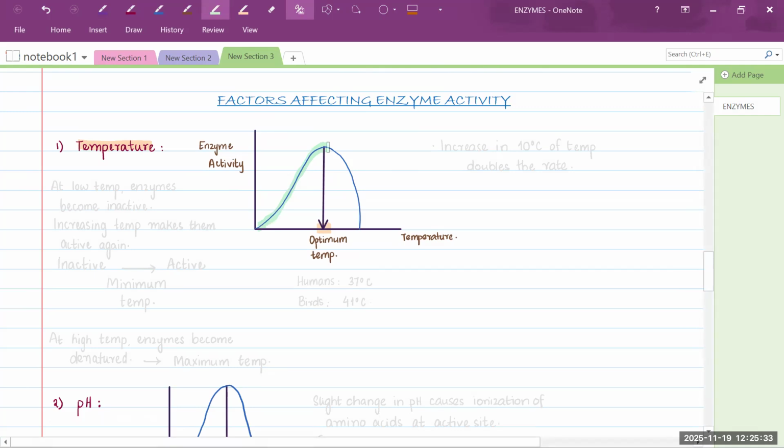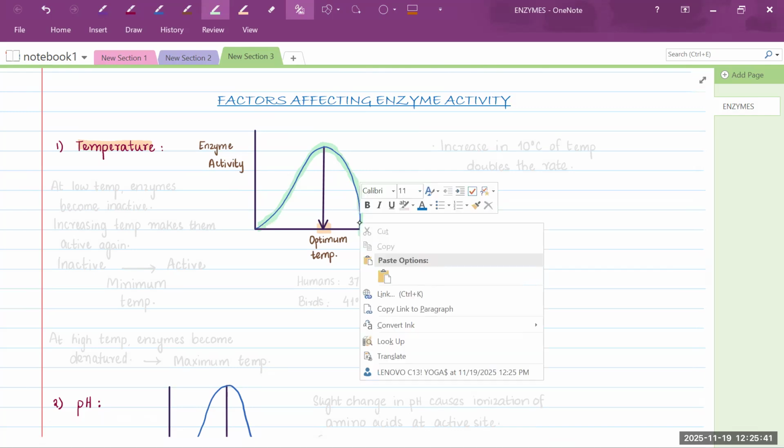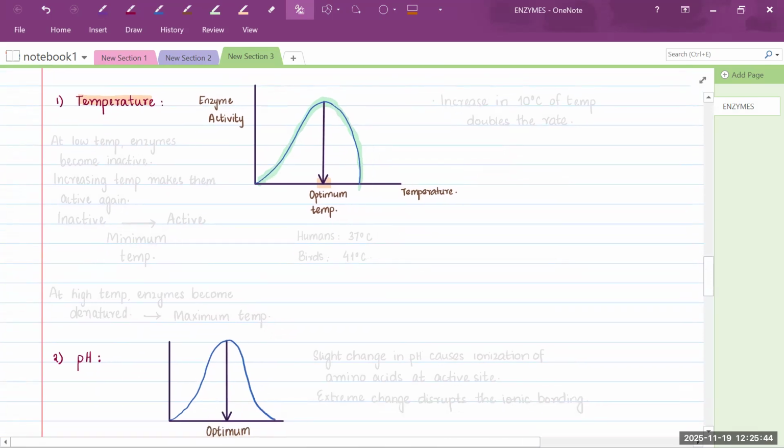Okay, now we can see after the optimum temperature, as we increase the temperature more, the enzyme activity decreases until it reaches zero. Right? We can say there at low temperature, enzymes become inactive.